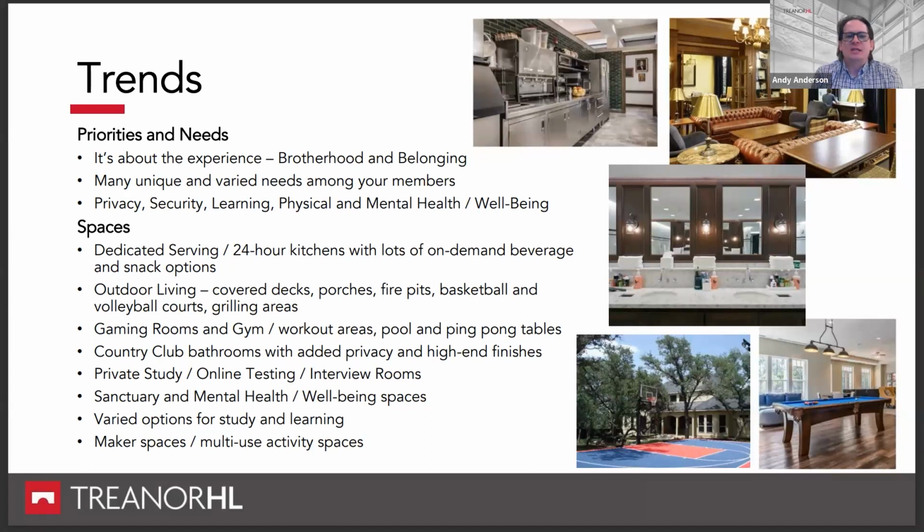We design these country club bathrooms with private showers, with private dry off areas in each shower, with high-end finishes. They're also maintained by a cleaning vendor, perhaps. They can be really nice spaces, and I think it's important to invest the money in those spaces because that's where a lot of men spend their time together. We think having a variety of private study, online testing, and interview rooms is important.